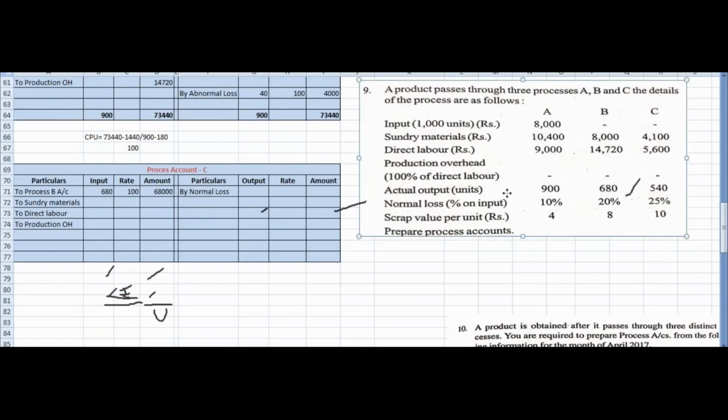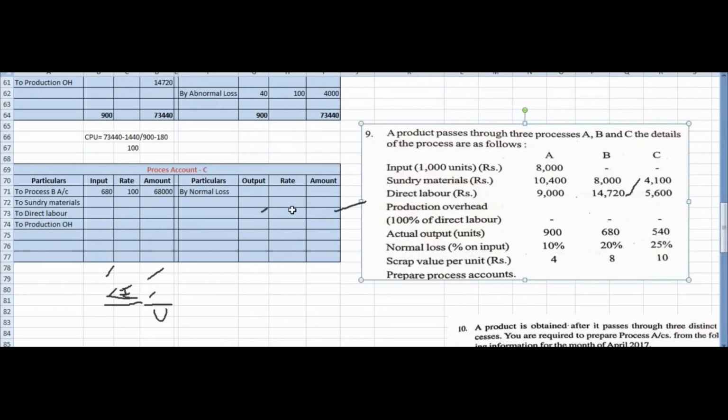So the question is like this. See the last column. There is no input here, we'll leave it. Supplementary is 4,100. Then direct labor is how much here? 5,600. Then production overhead is already 100% of labor. 100% of labor means the same amount, 5,600. Now you write the output.